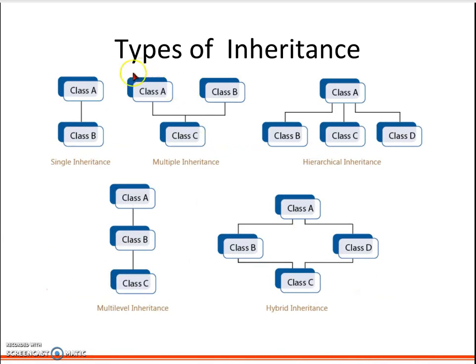And types of inheritance: when a class is the parent of a single class, it is single inheritance. When 2 classes are parents of a single class, that is multiple inheritance. When a class is the parent of 3 or 4 classes, that is called hierarchical inheritance. When a class is the parent of one class, and that class is the parent of another class, that is called multi-level inheritance. A combination of these inheritances producing a new inheritance is called hybrid inheritance.